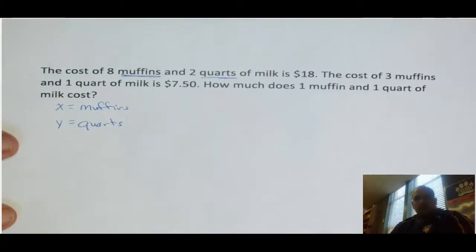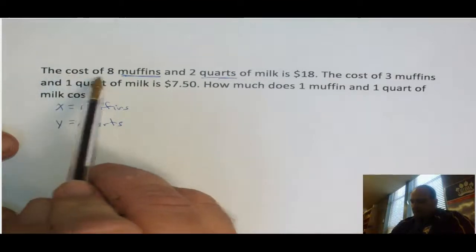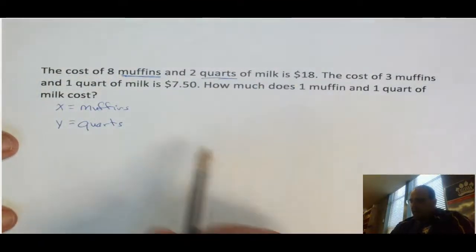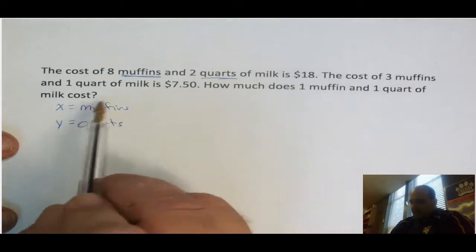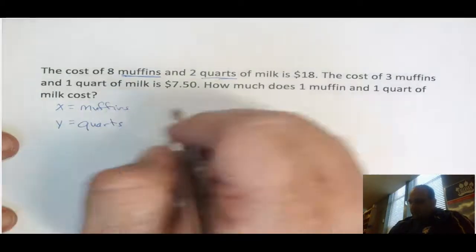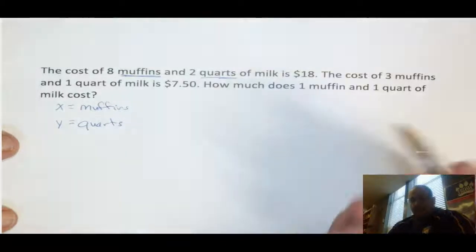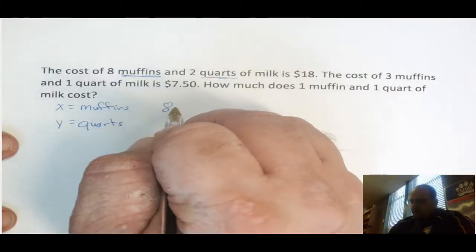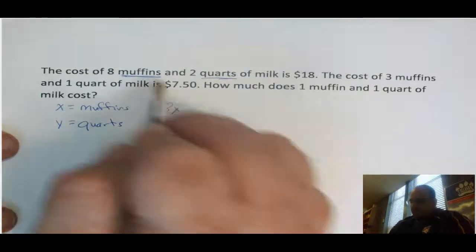All right. Now I'm going to write my 2 equations. So in the first part here, it says the cost of 8 muffins and 2 quarts of milk is $18. So basically what that means is if I have 8 of these, another way to get 8 muffins is I could add X 8 times, or instead of doing repeated addition, I might just take 8 times X. So that's where I got this.